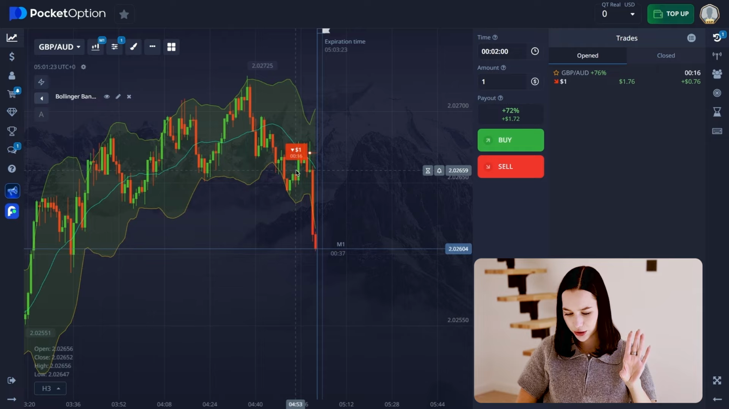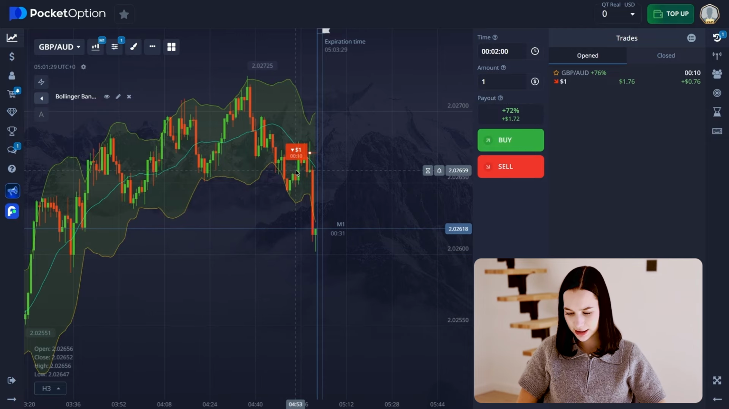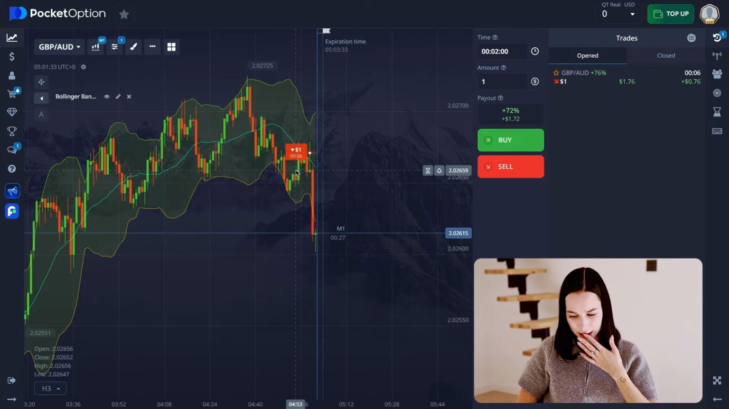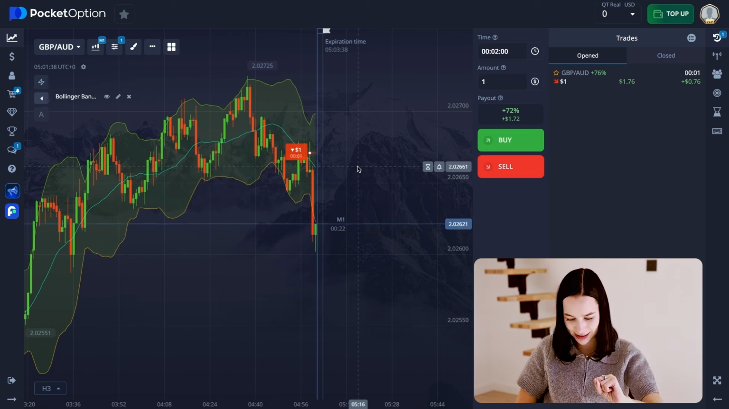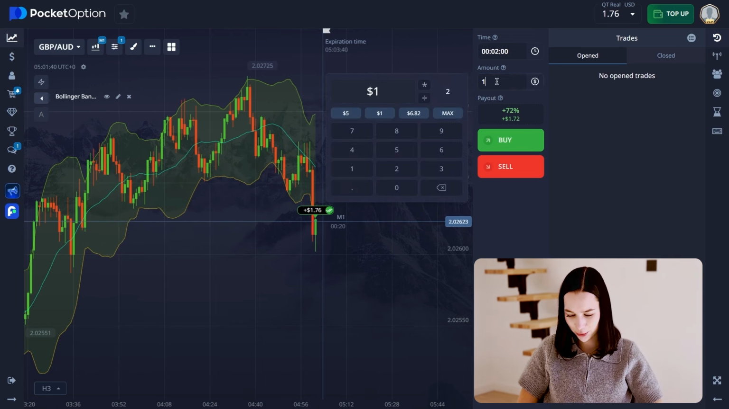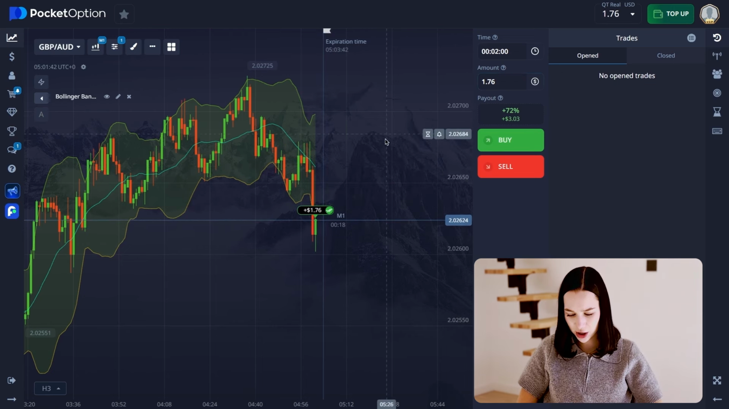So okay, now it's 13 seconds to the end of our trade. We're in the plus. Okay, perfect. It's 8 seconds for now. Let's wait 5 seconds. 4, 3, 2, 1. Okay, this is good. This is really good for the first trade. We're gonna change our amount of money.